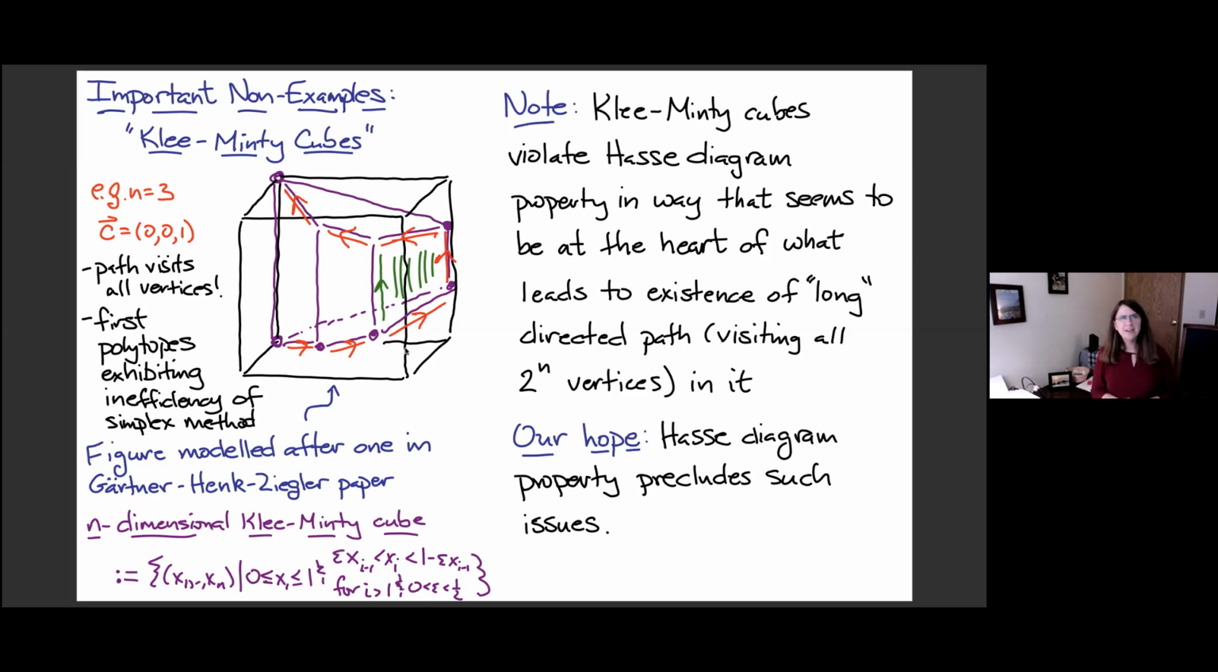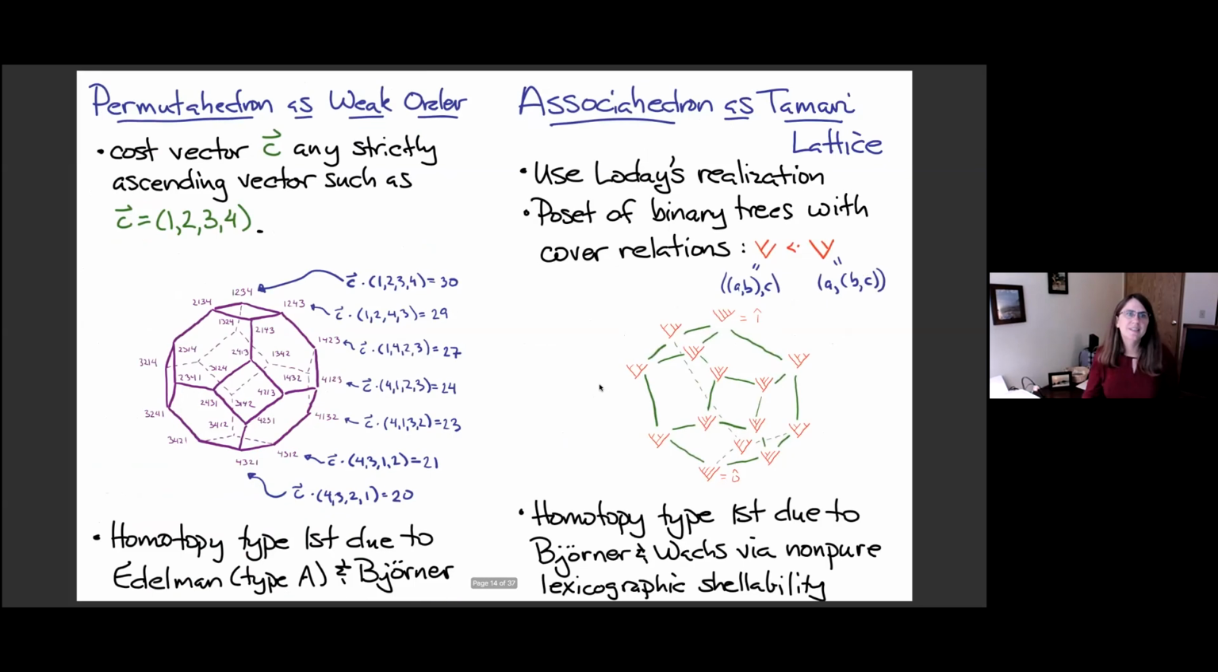I wonder if what's going on with non-revisiting of low dimensional faces might propagate up to higher dimensional faces that are tougher to look at, or to see what's going on. But anyway, Klee-Minty cubes do violate the Hasse diagram property in a way that really seems to get at what's going on with this long directed path that visits all 2 to the n vertices. And the Hasse diagram property would block out examples like this, at least.